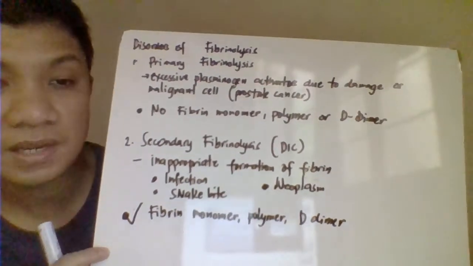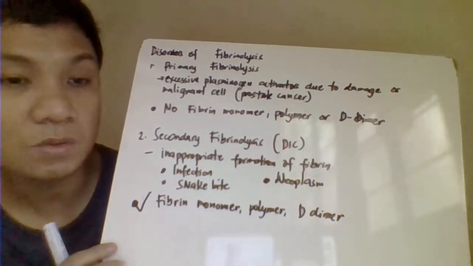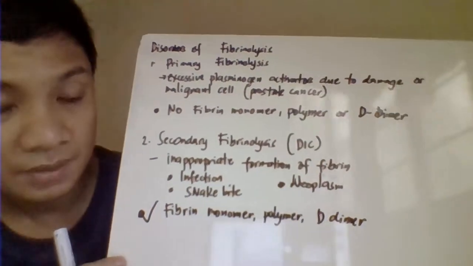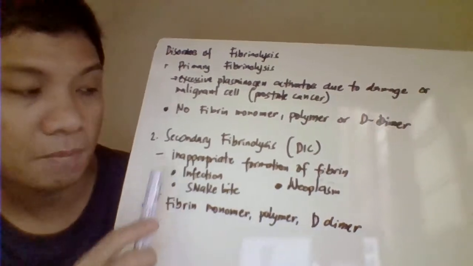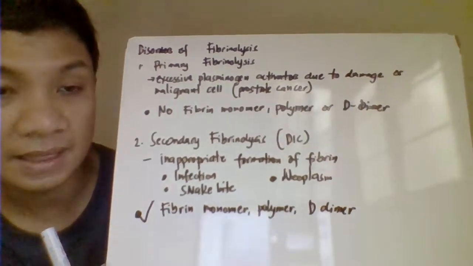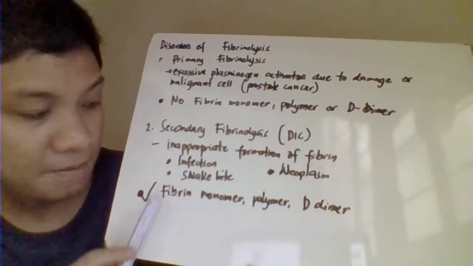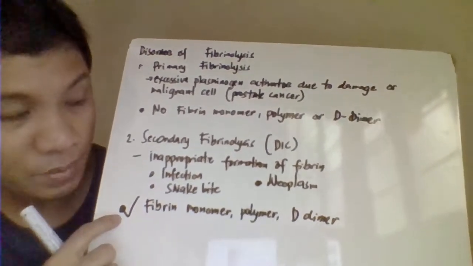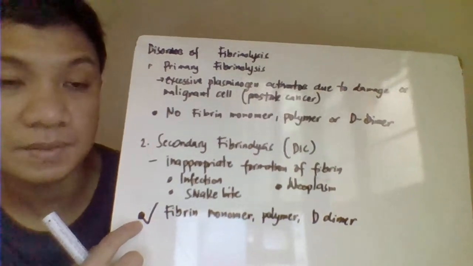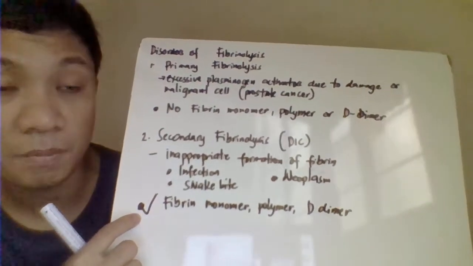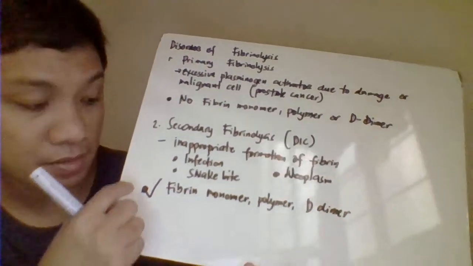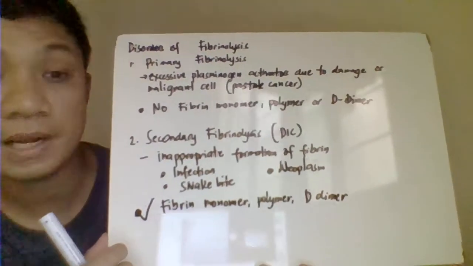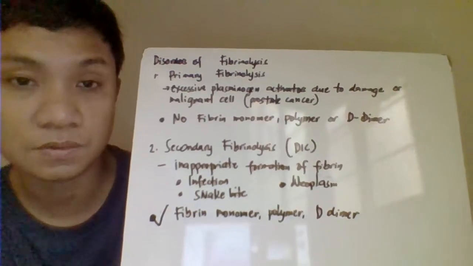Secondary fibrinolysis, on the other hand, is associated with our DIC, disseminated intravascular coagulopathy. And this one is characterized by the inappropriate formation of your fibrin clot that might be related to snake bite, infection, or even neoplasm. This one differs from your primary fibrinolysis because what you have is already fibrin monomer, polymer, and D-dimer. So meron tayo nito. Compare this one, wala tayong fibrin monomer, polymer, wala ding D-dimer na puproduce.